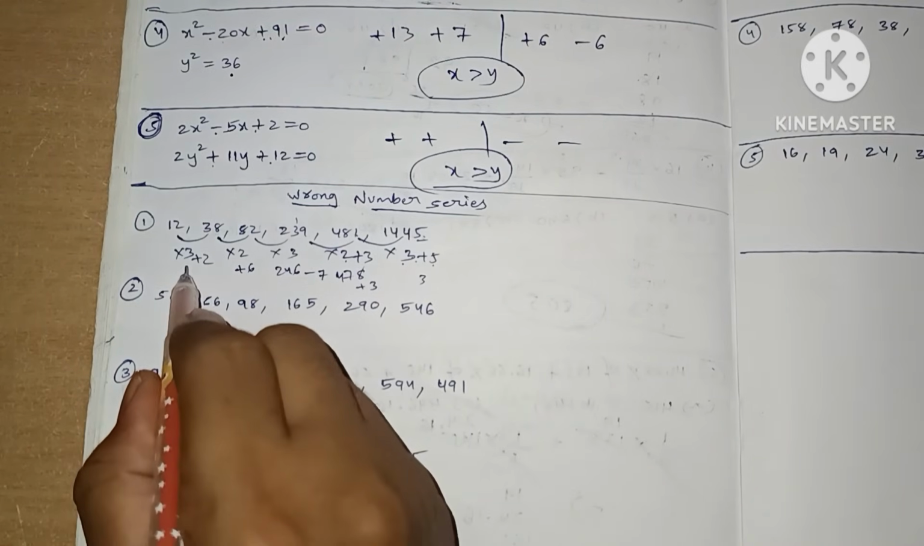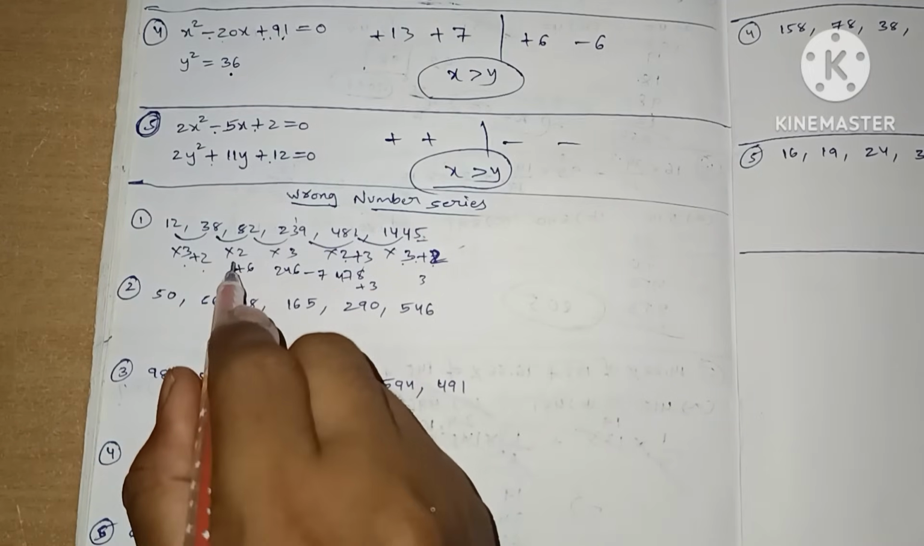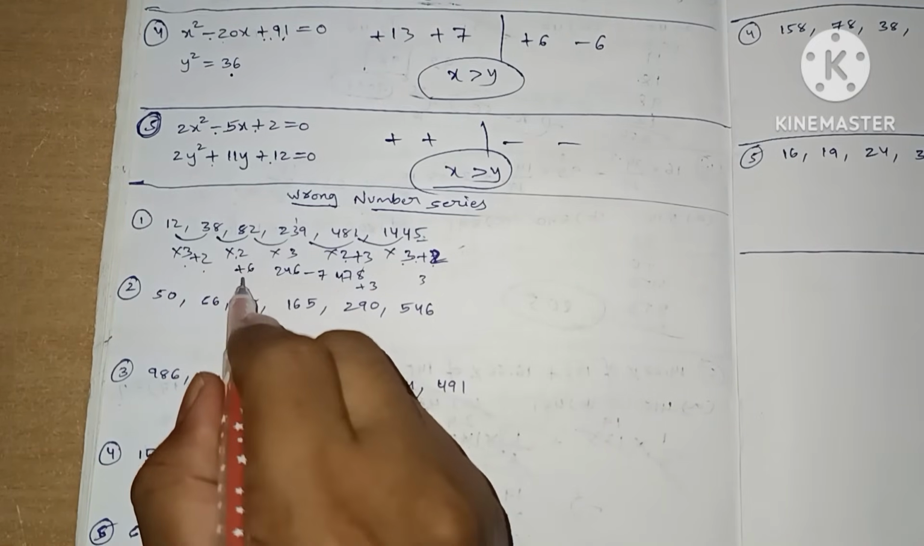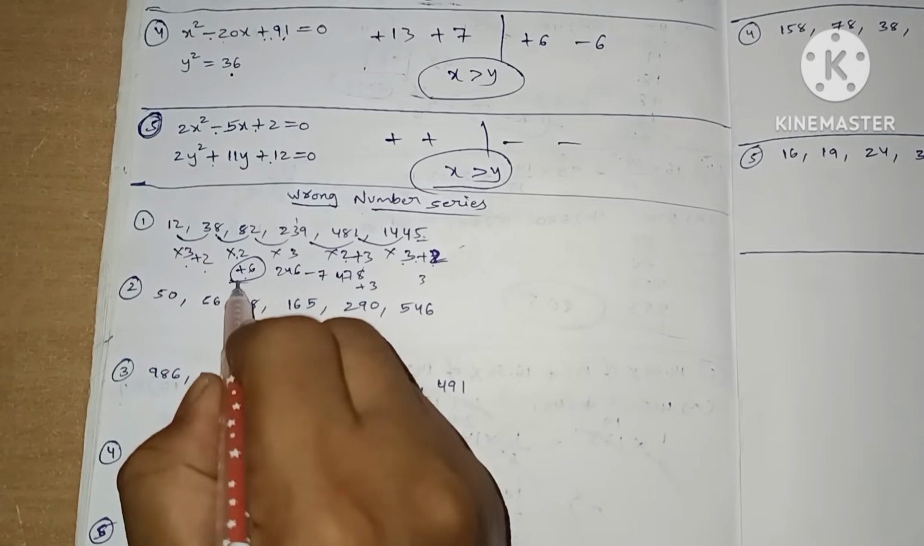Here also into 3 plus 2. Oh, wait, it is into 3 plus 2. So it must be into 2 plus 3. So into 2 we get 76.